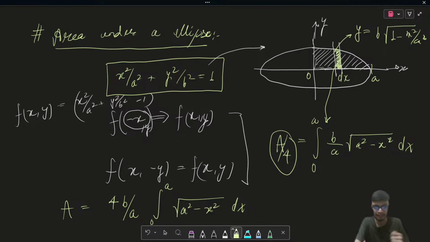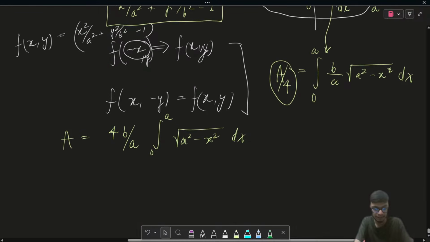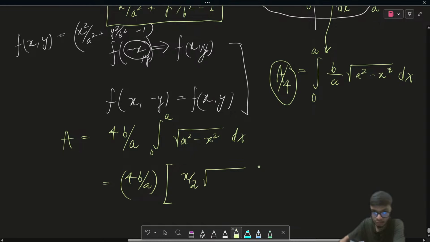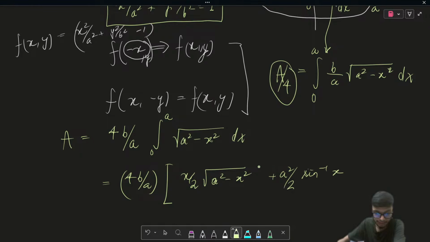Now if you recall the result that we have already studied, it is a very simple result, and if you recall the formula, by formula this result is very simple. It is x upon 2 square root of a square minus x square plus a square upon 2 sine inverse of x by a, with the limit going from 0 to a.